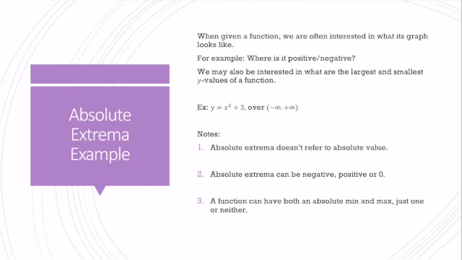For example, what if I have y equals x squared plus 3 over negative infinity to positive infinity as my domain? It's important to note that absolute extrema doesn't refer to absolute value, and absolute extrema can be negative, positive, or 0, and a function can have both an absolute max and min, just one, or neither.